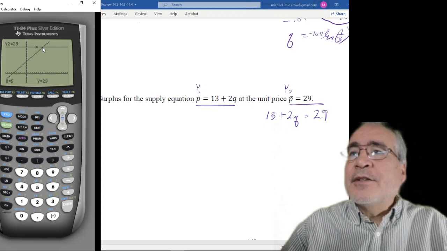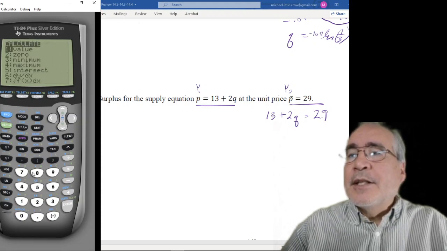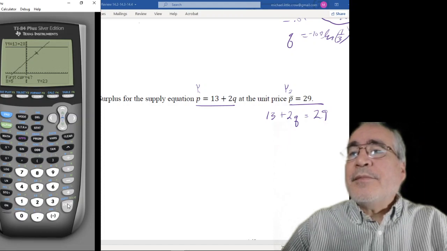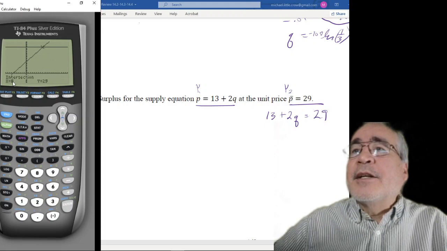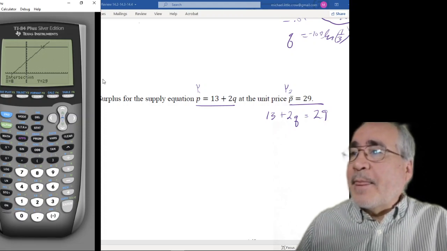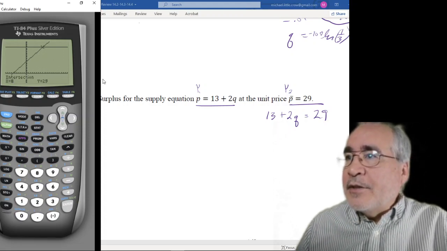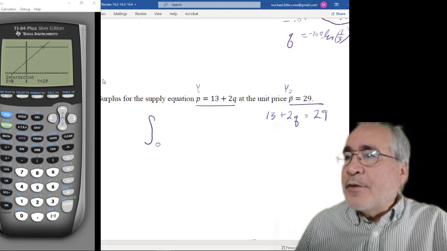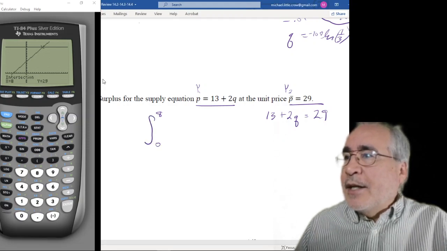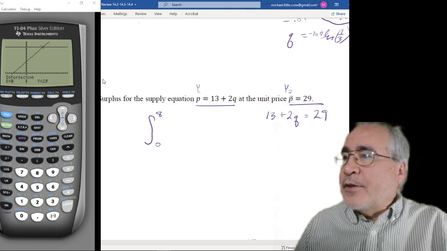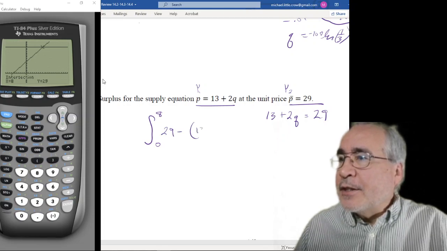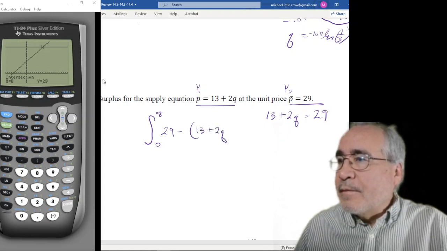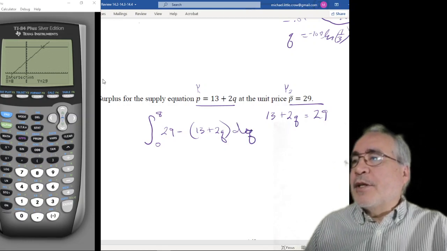We want to find the intersection. We go second calc, number 5, and then for the first curve, just enter, enter, enter, and we get our intersection, x equals 8. So what we've determined from all of this, our setup, is we're going to go from 0 to 8. y2 is the first function, so that's 29 minus the second function. Again, be sure to put the parentheses around it.